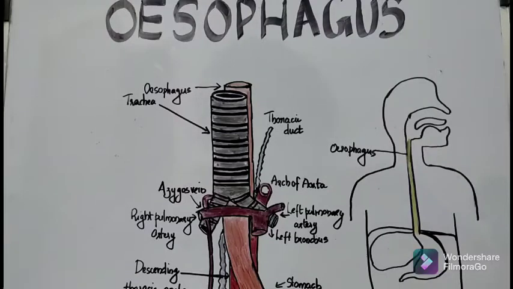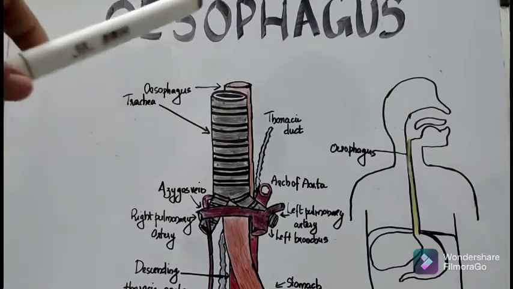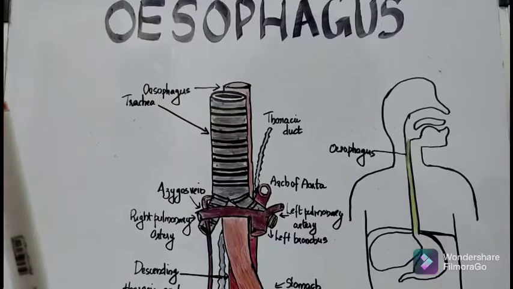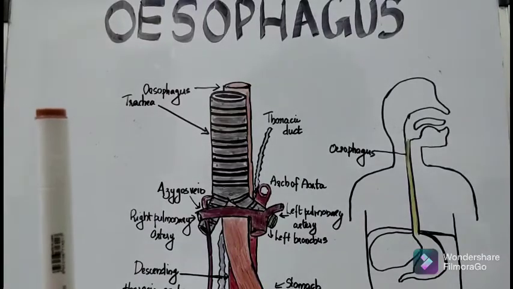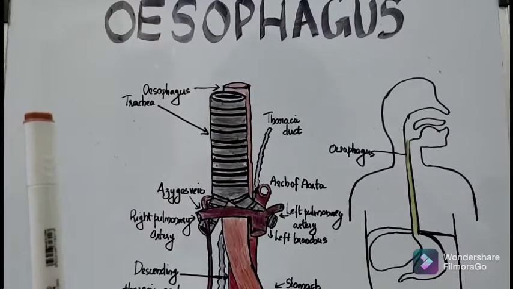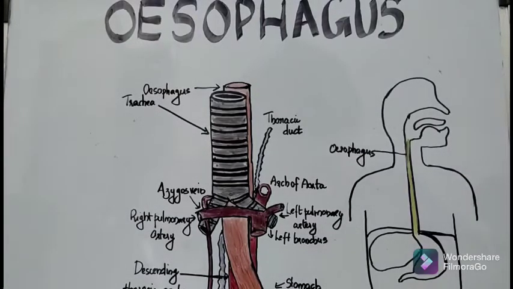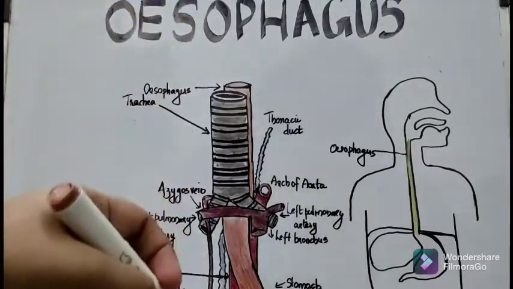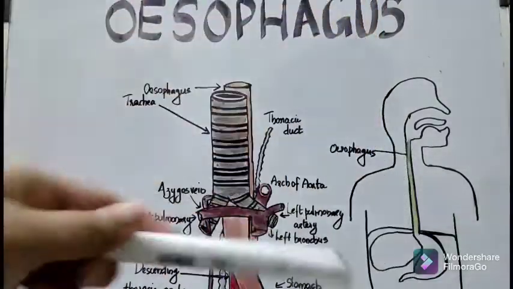Hello everyone, in this video we'll discuss the esophagus. From today onwards we'll discuss the other structures involved in the digestive system. In the previous video we completed the anatomy of the oral cavity. So what is the esophagus? The esophagus is also called the food pipe.